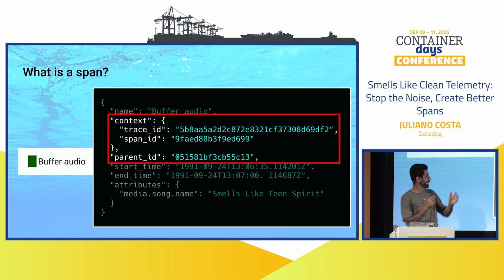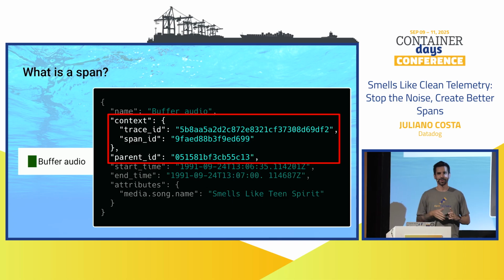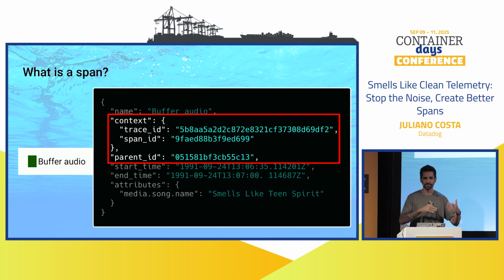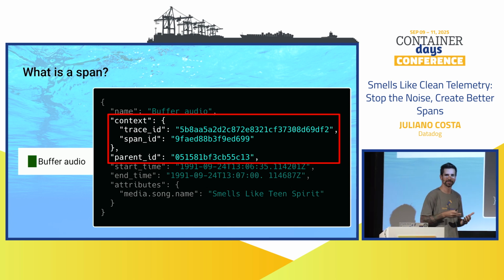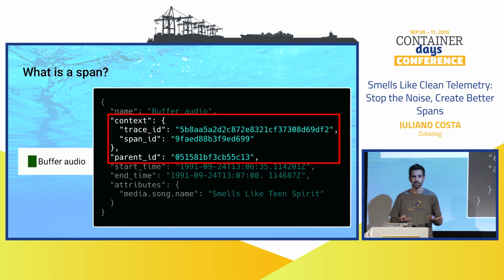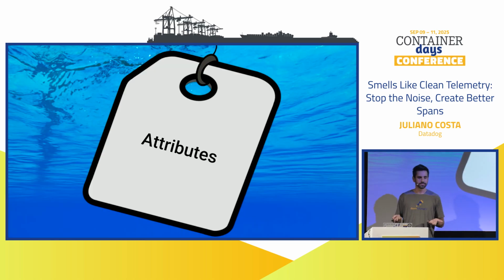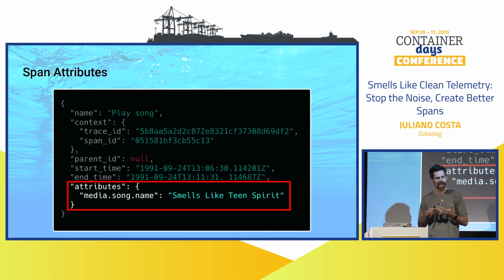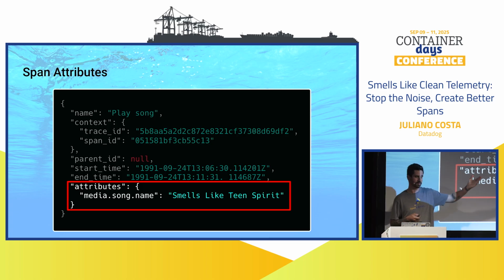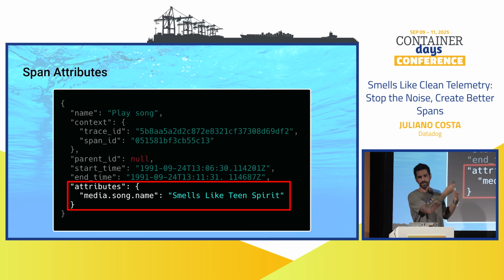Cool. But it's great to have all this information and all this visualization. But let's imagine you're at home and you get paged and a specific user is having a problem. You have hundreds of thousands of users accessing your application at every minute. So how would spans help you? For that, we have attributes. Every span can have span attributes. And in here, I have an attribute called media song name, where I tell this span the song name. So this play song is related to Smells Like Teen Spirit.